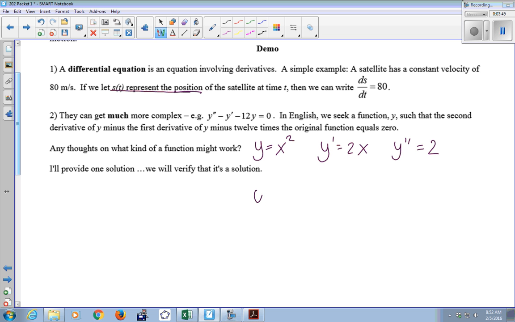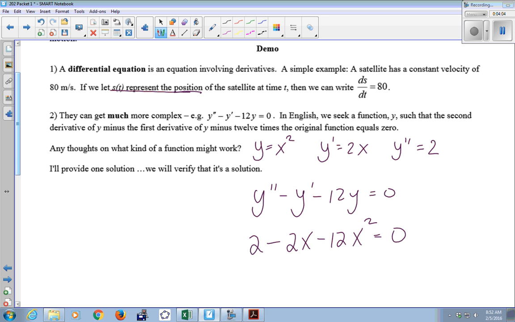Y double prime minus y prime minus 12y equals 0. I'm going to replace y double prime with a 2, replace y prime with a 2x, replace y with an x squared. Does that equal 0? All the time, for all x's? It has to always be true. A solution is a function that would make that always true.